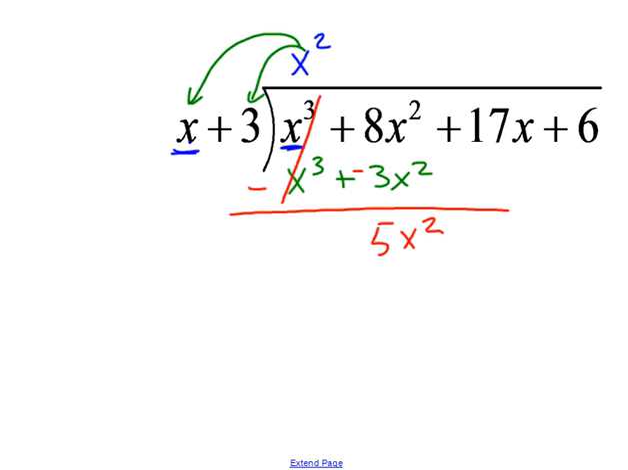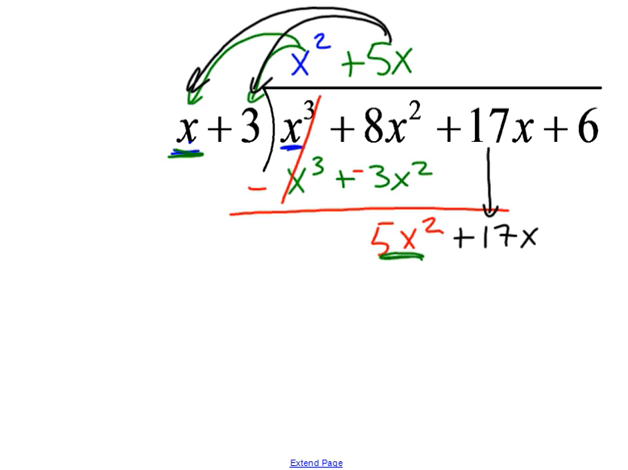Okay, our next step was to pull down the next number. So in this case, pull down the next term. All right, then we ask ourselves, x times what gives me 5x squared? And that is a positive 5x, so I put that through. And now I multiply the 5x to everything. So 5x squared plus 15x. Our next step is to subtract again. So I'm going to subtract, the 5x squared goes away. I subtract 17 minus 15 and I get 2x.